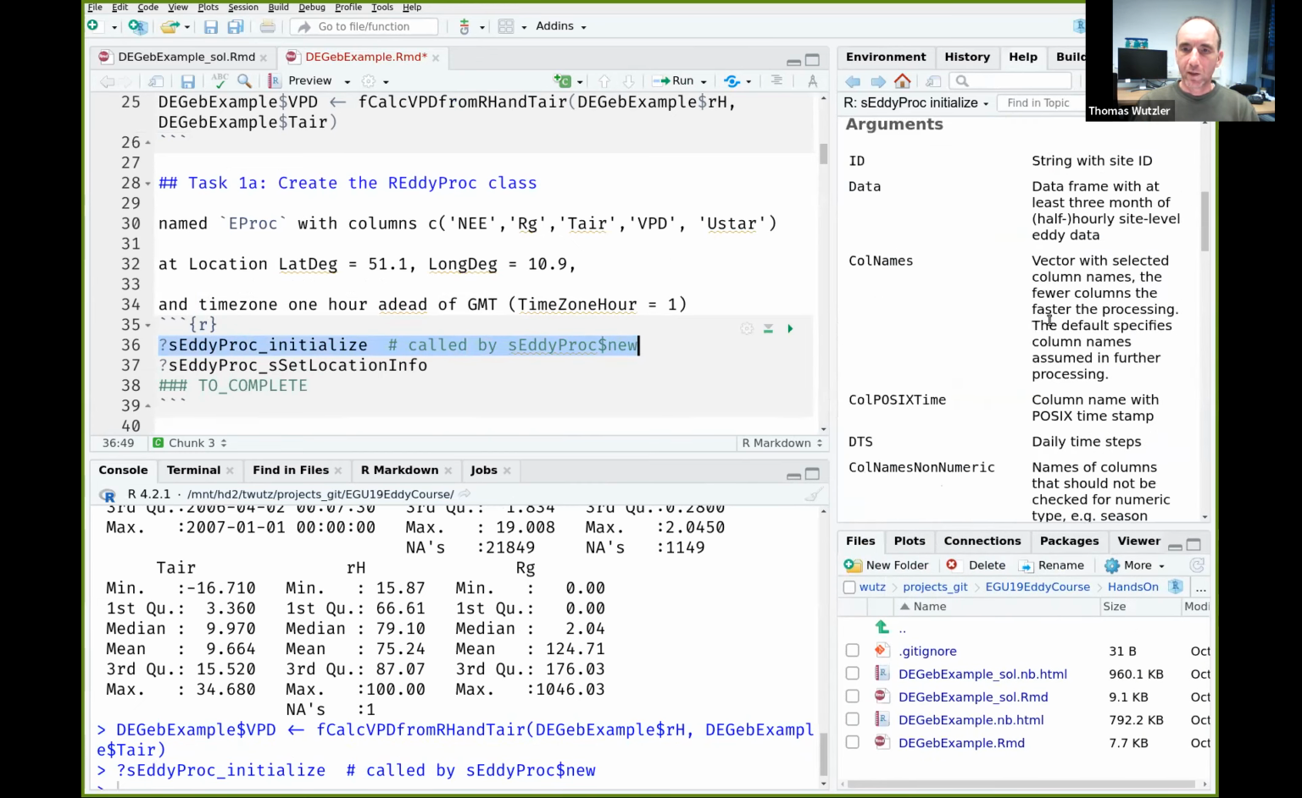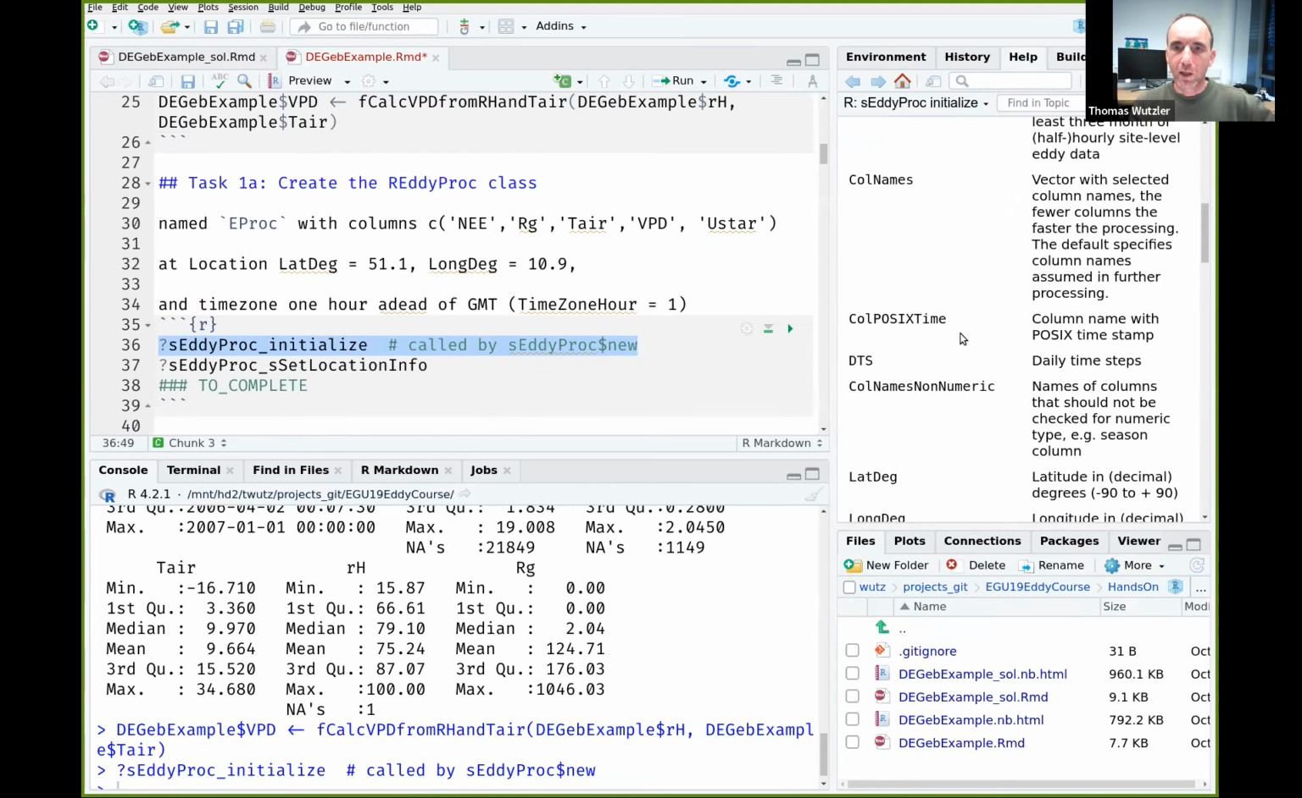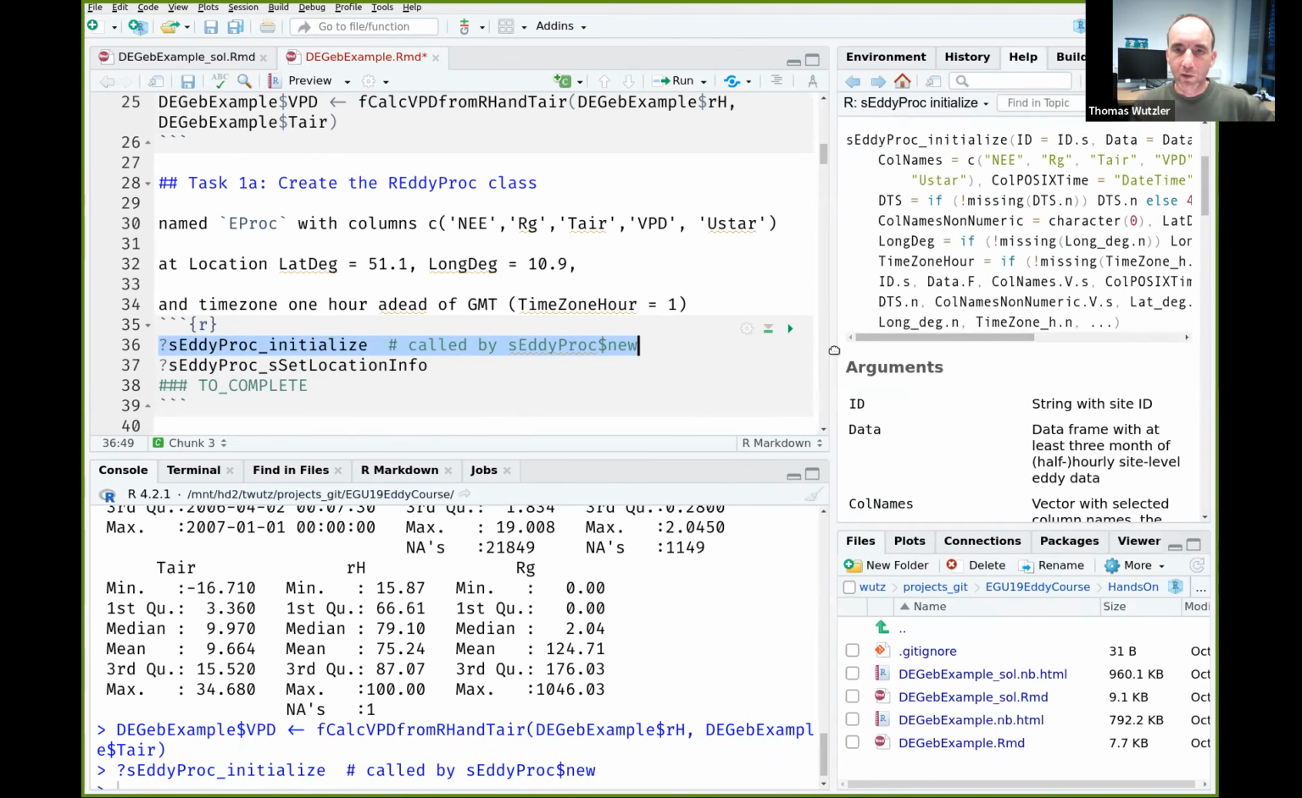A lot of things that you can do. From former developers, there are also some typos in the variable names that have been deprecated but can still be used. So it's big work.